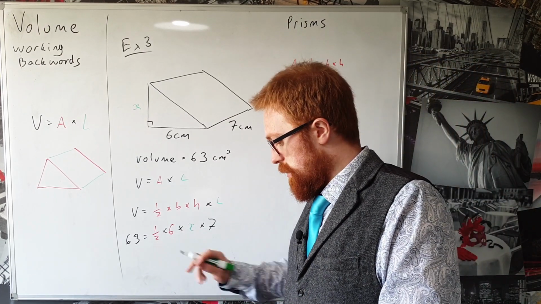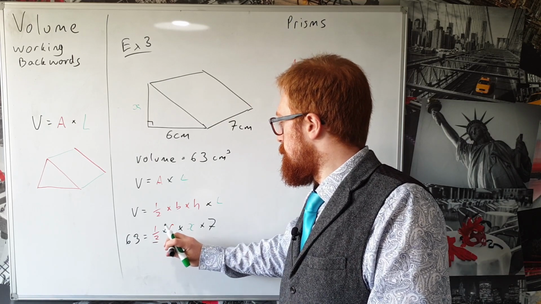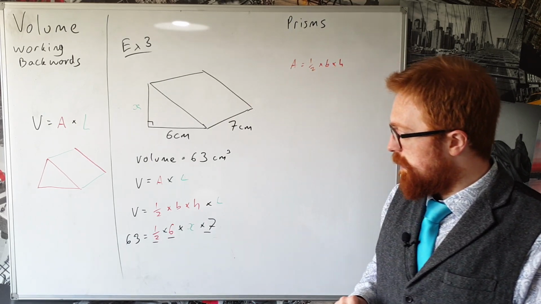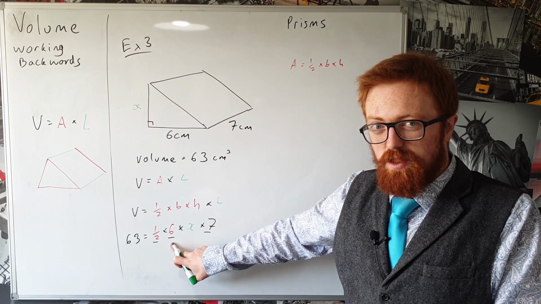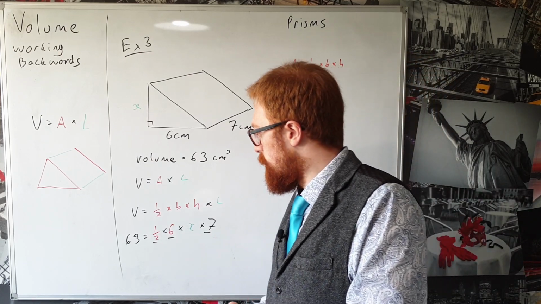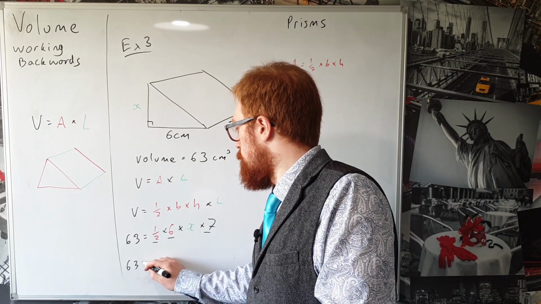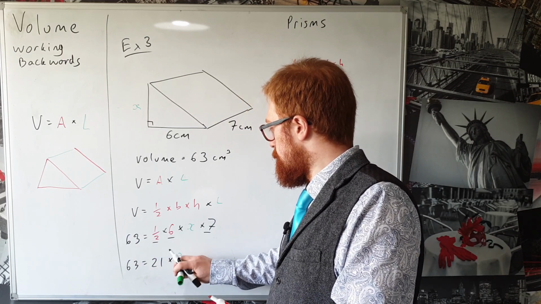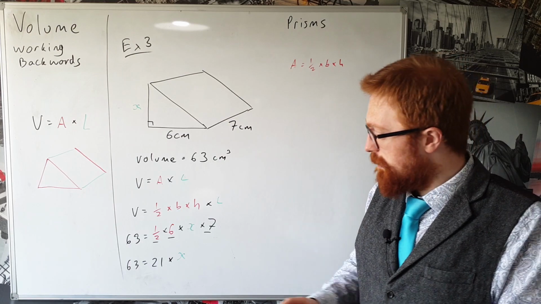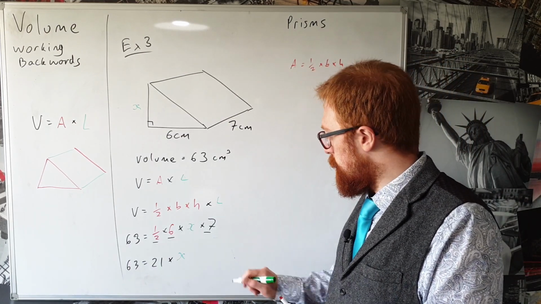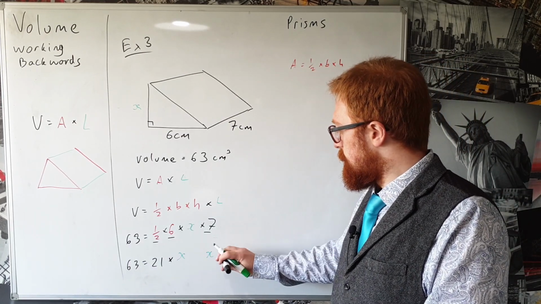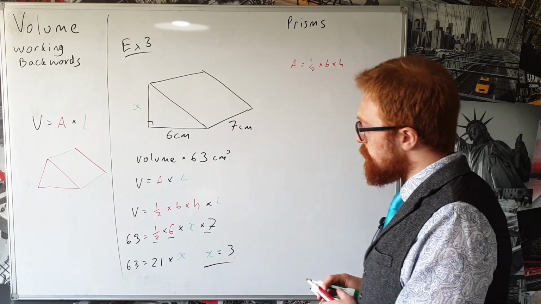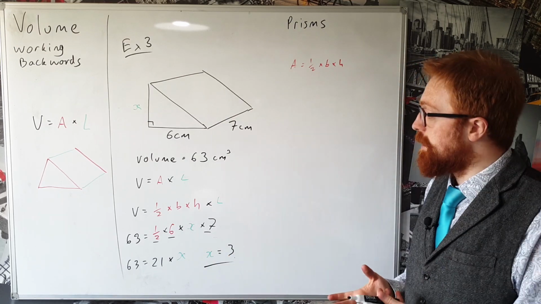So if we do a half times by 6 times by 7, well, a half times by 6 is 3, times by 7 is 21. So we get 63 is equal to 21 times by x. And then again, we do 63 divided by 21 to tell us that x is equal to 3. Very handily, we got the same answer.